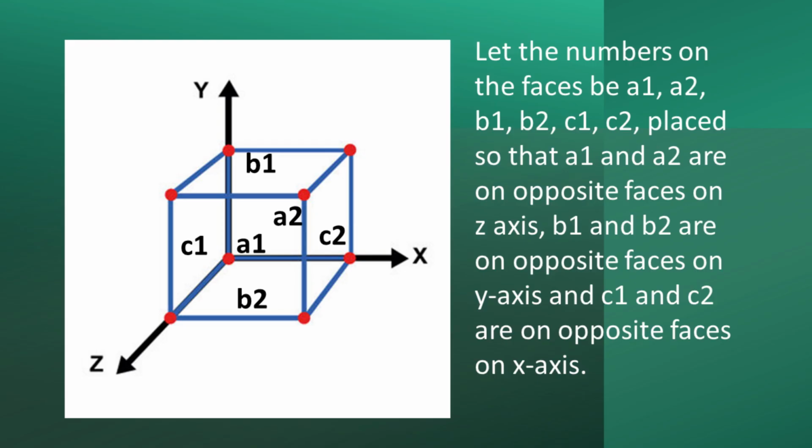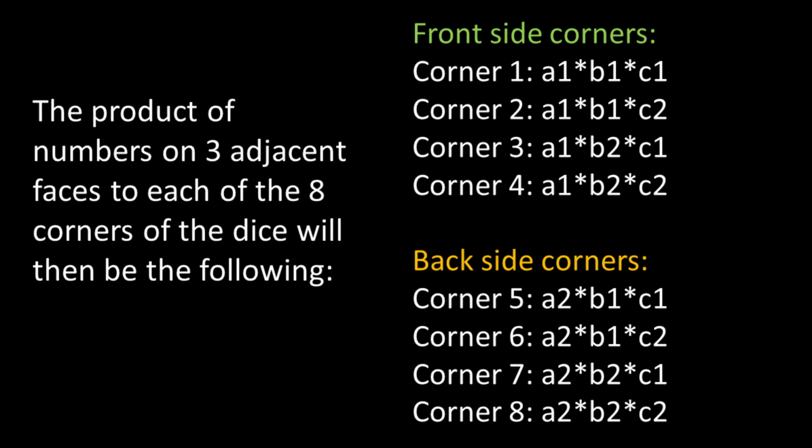Imagine that the dice is placed on a 3-dimensional coordinate system. Let the numbers on the faces be A1, A2, B1, B2, C1, C2, placed in such a way that A1 and A2 are on opposite faces on the Z-axis, and B1 and B2 are on opposite faces on the Y-axis, and C1 and C2 are on opposite faces on the X-axis. The product of numbers on the 3 adjacent faces to each of the 8 corners of the dice will then be the following.